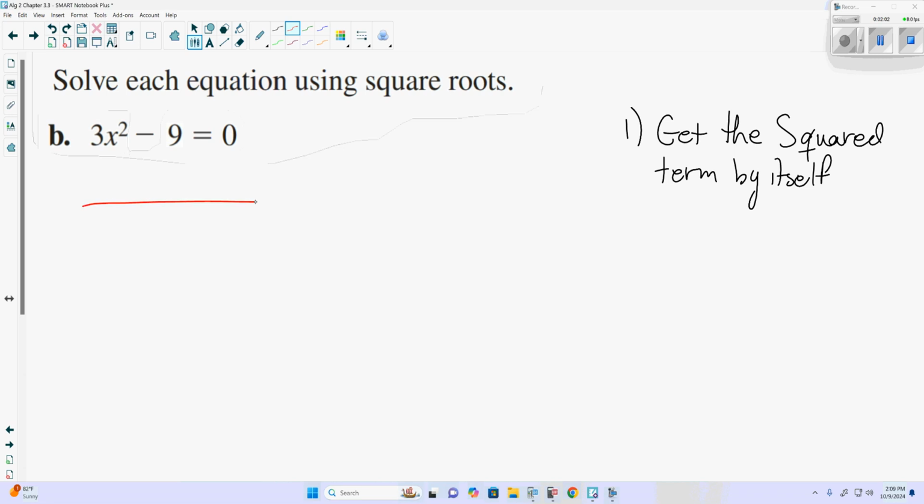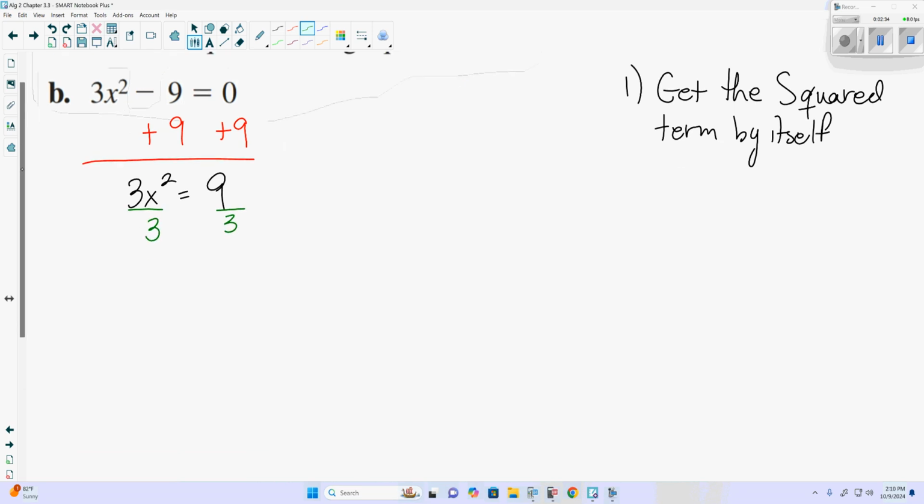So we want to get the x squared term by itself. The first thing we can do is add 9 to both sides, because we want to get the x squared, in this case, by itself. So we can add 9 to both sides. Questions on this so far? Is the x squared term by itself? No, what do we have with it? 3. So we're going to divide both sides by 3.